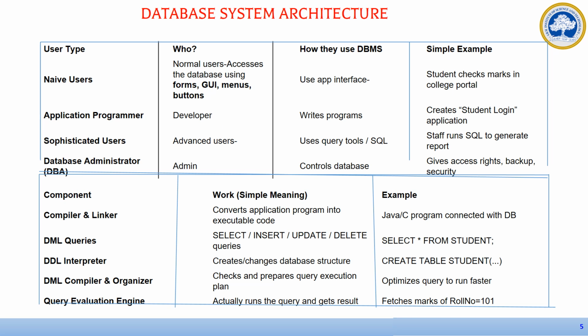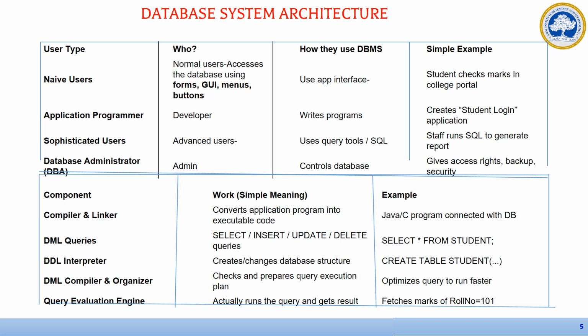An application programmer is actually a developer. They write programs, for example creating a student login application. A sophisticated user is an advanced user who uses query tools in SQL. The table is already there, and they can update, delete, or change any information. For example, staff runs SQL to generate a report. The database administrator is the admin, who controls the database. They can give access, and manage backup and security.